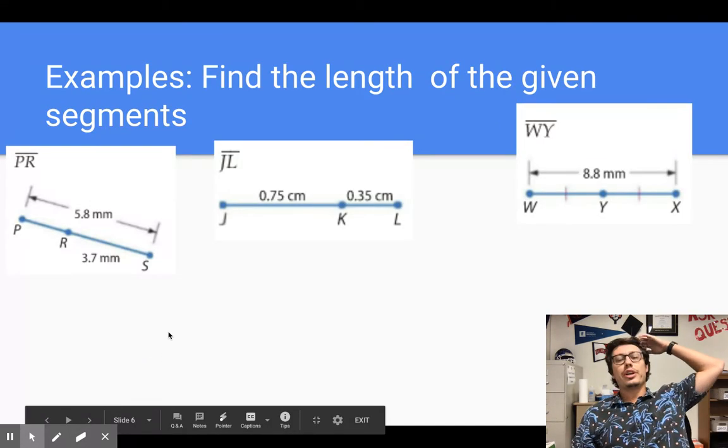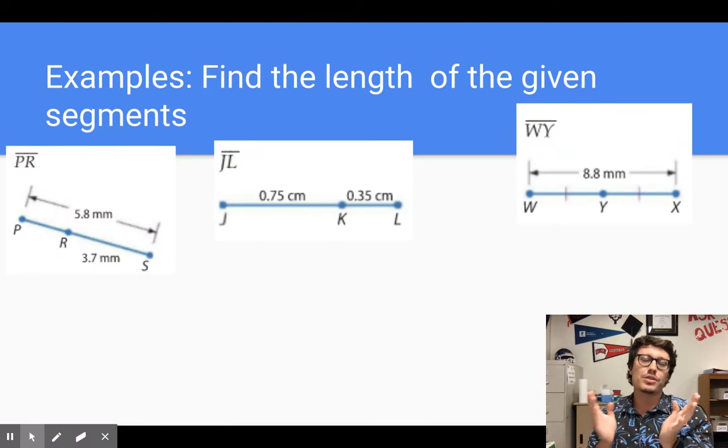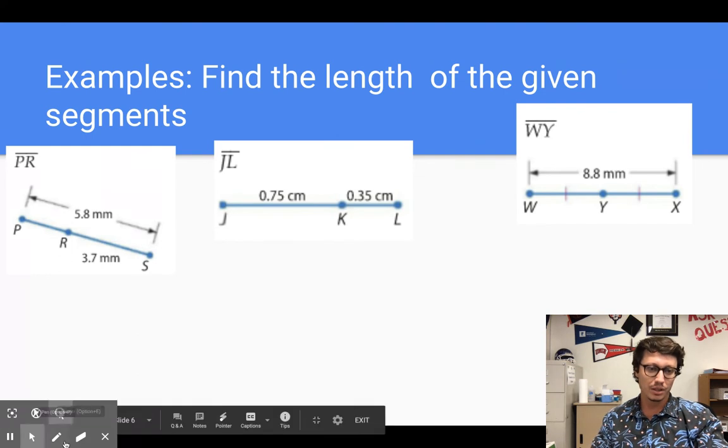All right, so if we think about segment addition, these are not necessarily proof problems, but we can still use that same critical thinking and problem-solving skills to actually find out these answers. Find the length of the given segments. Well, let's take a look.